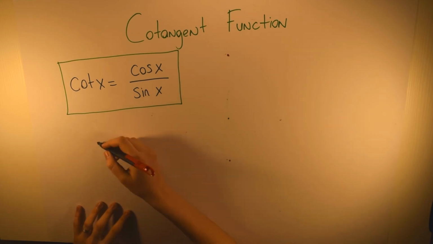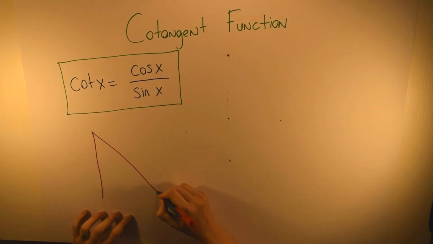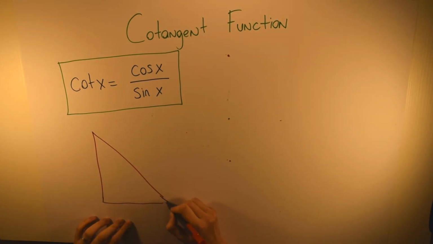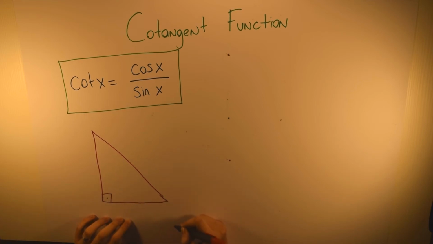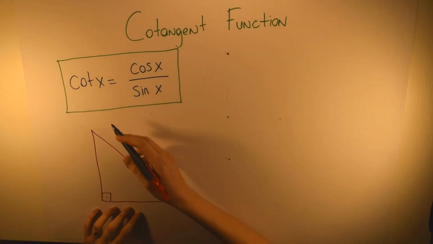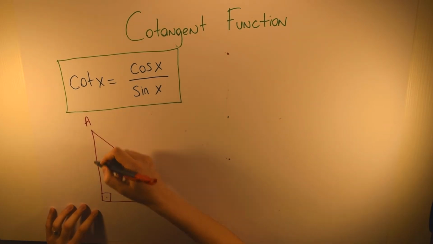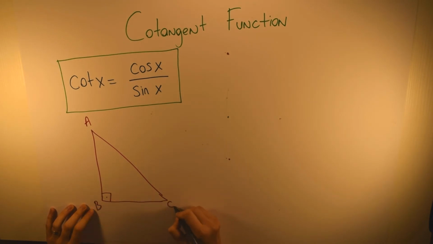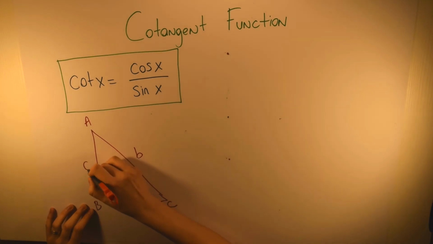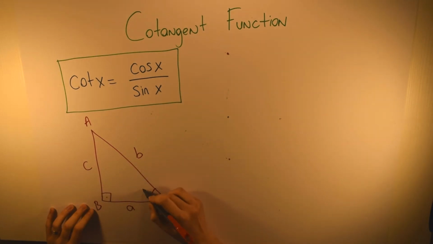So let's draw our right triangle here. As we know, cotangent x is equal to adjacent side over opposite side, right? Let's say this is a triangle ABC, and this is the length of B, this is the length of A, and this is the length of C, and this is our angle x.